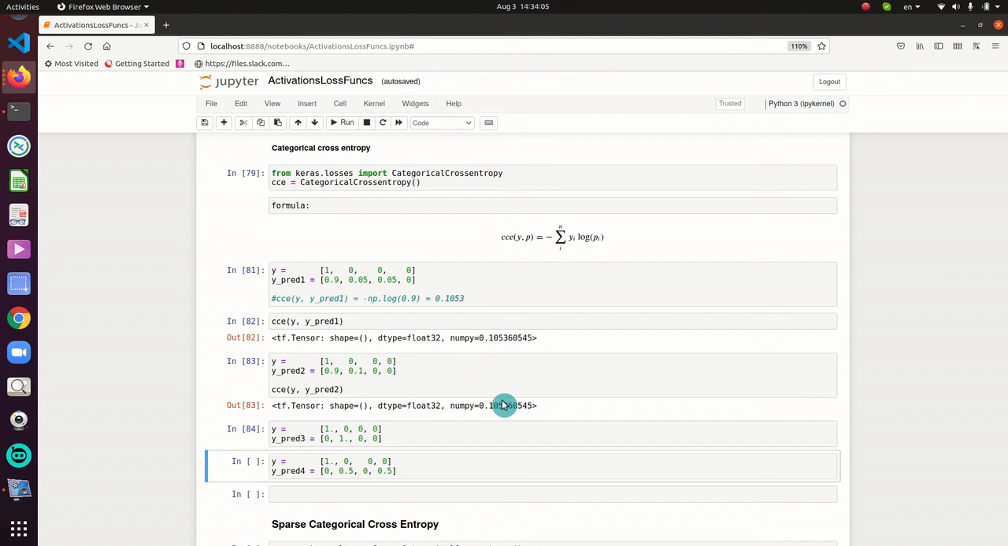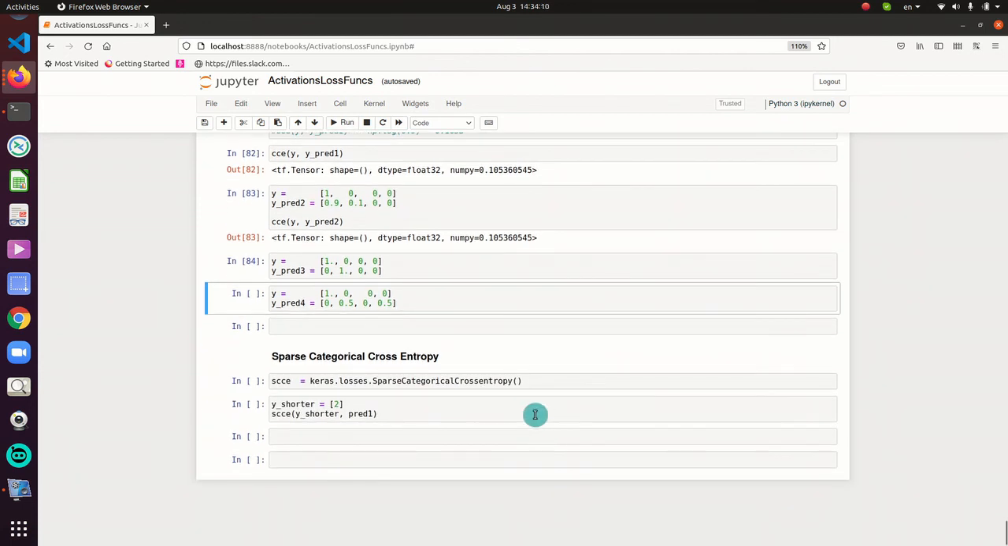There is one more loss function included in Keras losses called sparse categorical cross entropy. It's actually a shortcut. Instead of one-hot encoding your label, you can directly pass the class label as an integer. So like this. You import it like this, and then you give it like this.